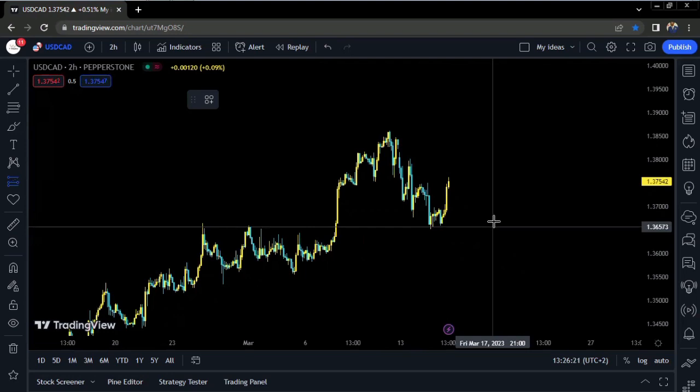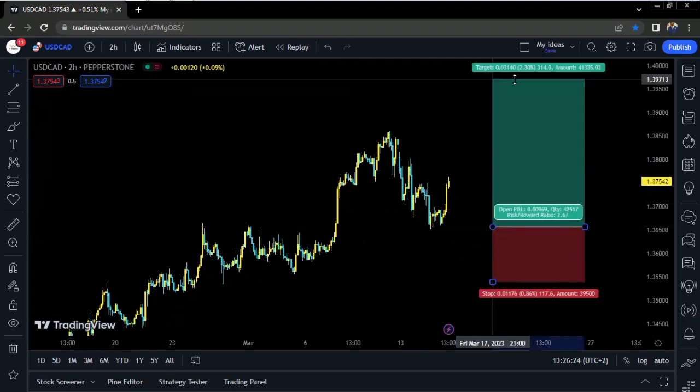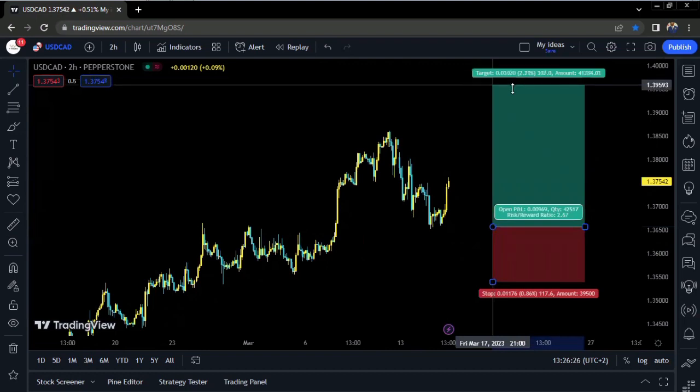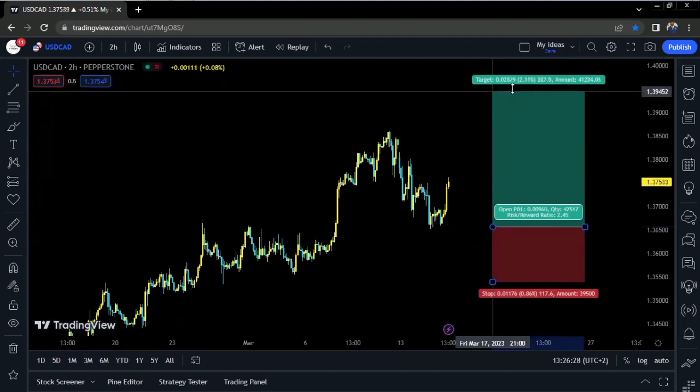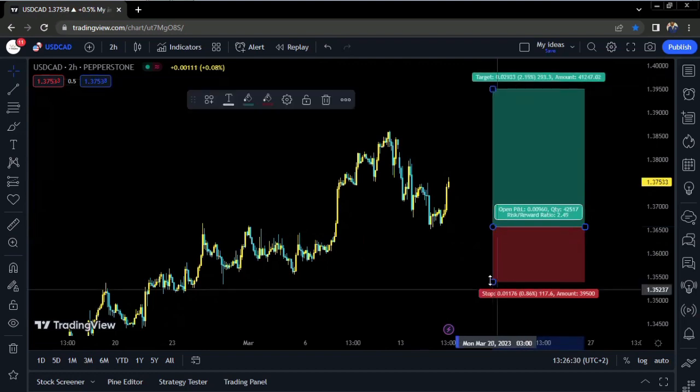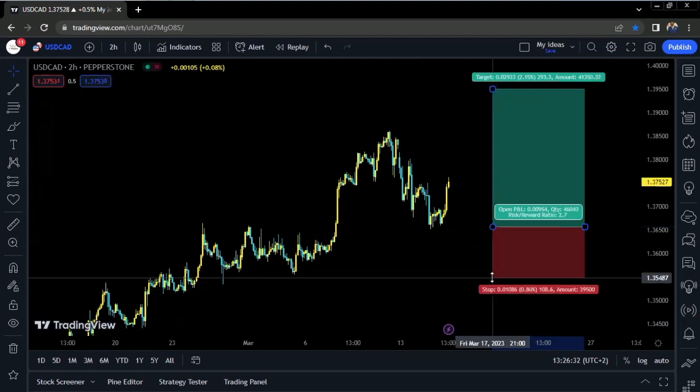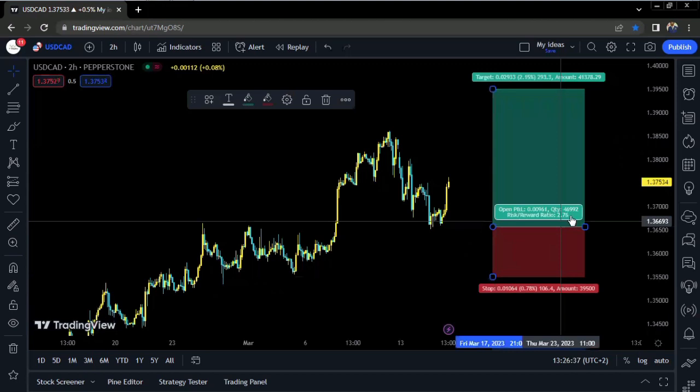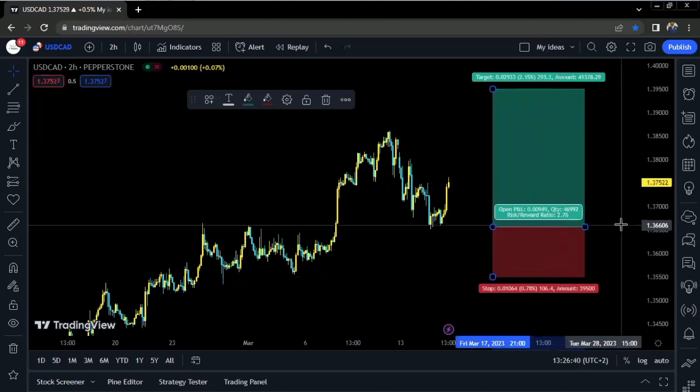Okay, so around there, I would have bought this market. My profits would be around the price of 1.39500 for my take profit, and my stops would be the price of 1.35500. So if you see there, my risk to reward ratio is just a little greater than 2.76.